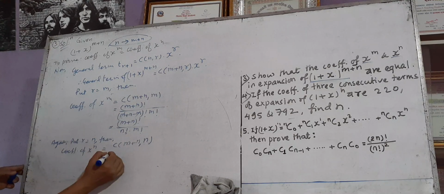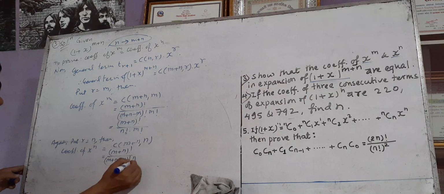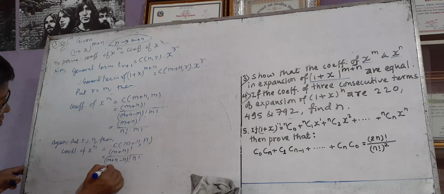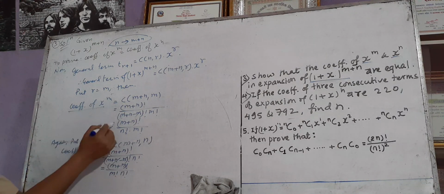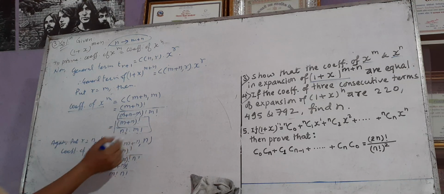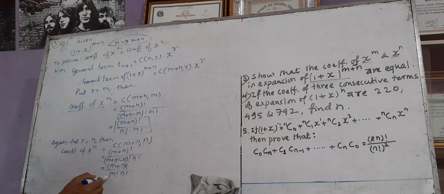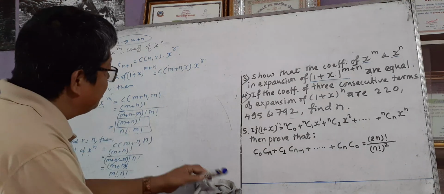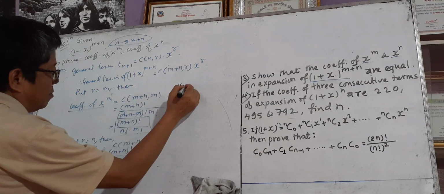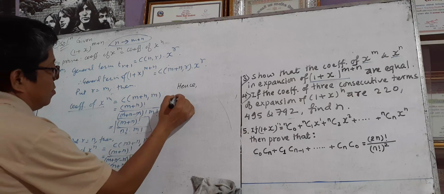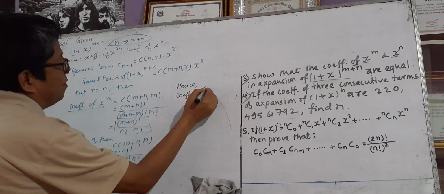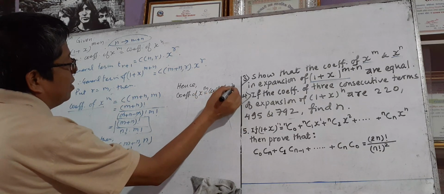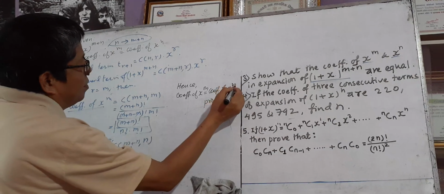So on simplification, (m+n)! by ((m+n) minus n)! times n!, so this equals (m+n)! by m! times n!. So look here: the coefficient of x^n and the coefficient of x^m are the same quantity, (m+n)! by m! n!. So hence the coefficient of x^m equals the coefficient of x^n. This completes the proof of the question.